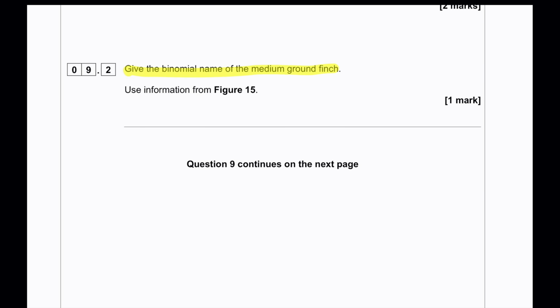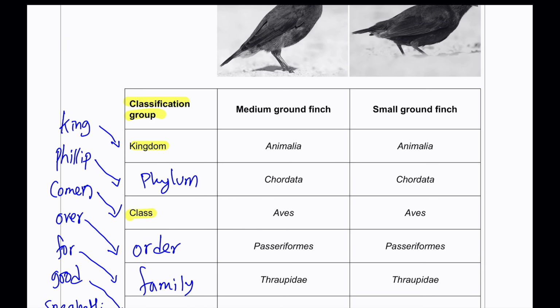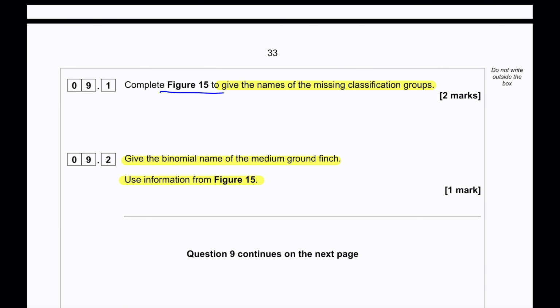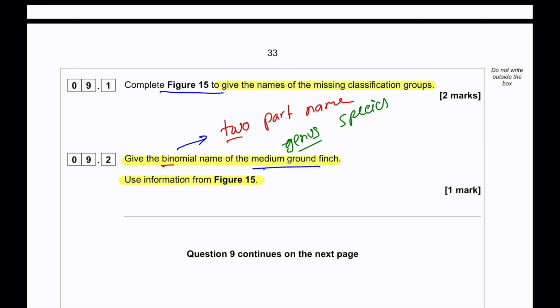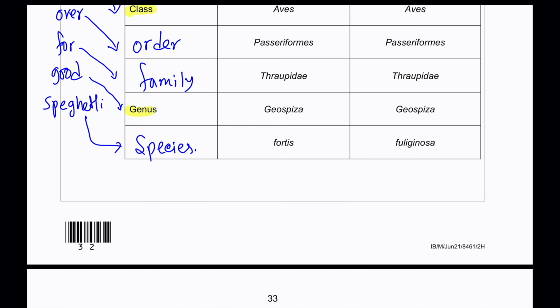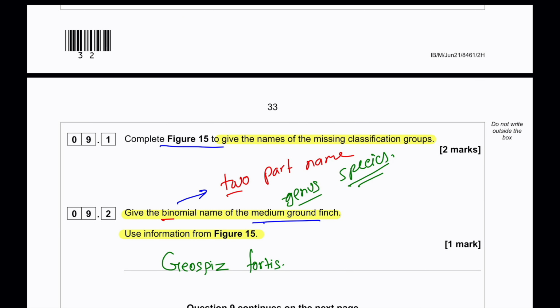Give the binomial name for the medium ground finch. Use information from figure 15. So we need the binomial name. It refers to a two-part name. The word bi means two. The first part will be the name of the genus and the second part will be the name of the species. So the name will be Geospiza fortis.